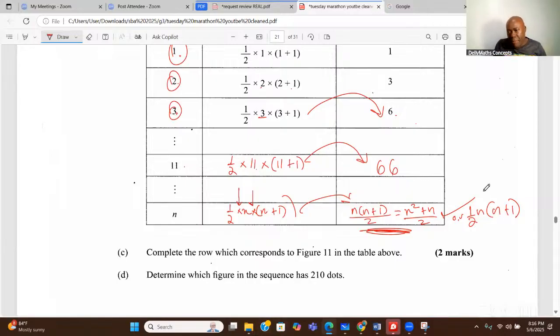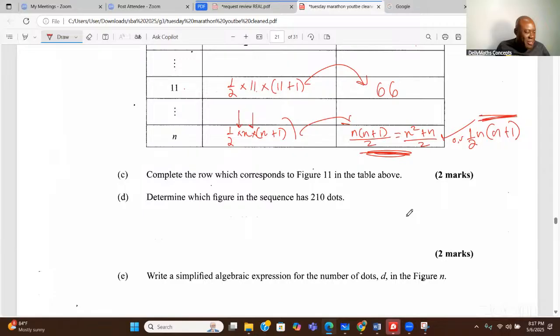I like this one more than the others, because you don't want to see the quadratic. We know people don't want to see the quadratic. Let's go. Complete. It says complete, so you want to complete the row. We've done that already. That's what we're doing here. We did this already with 11. Everybody see this? We did that already.